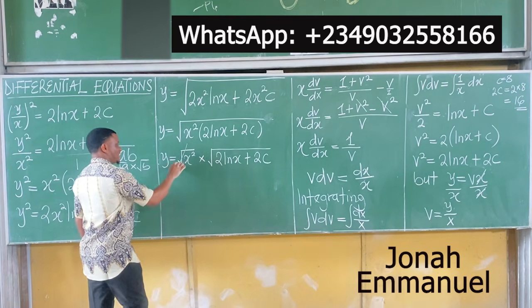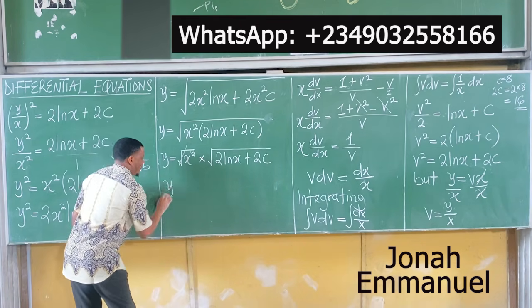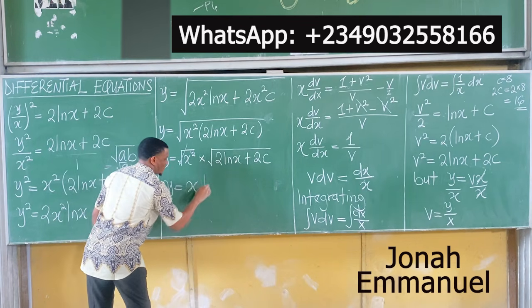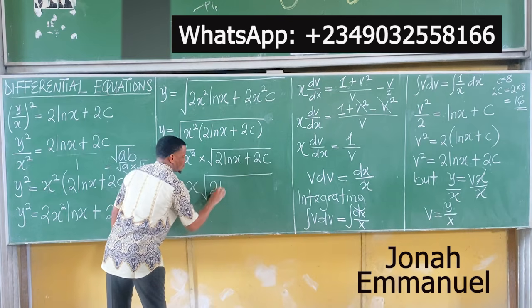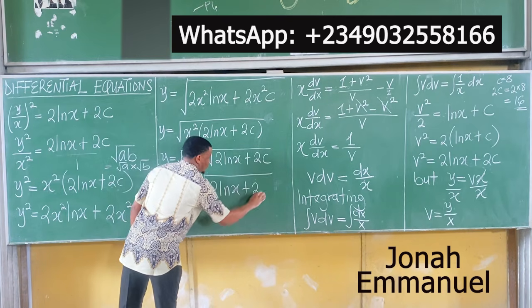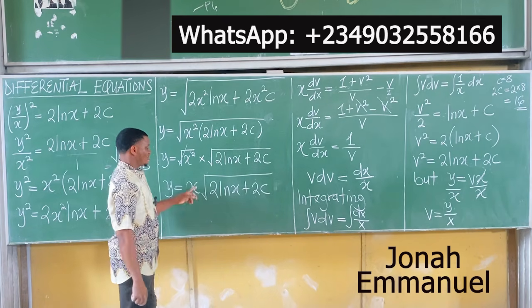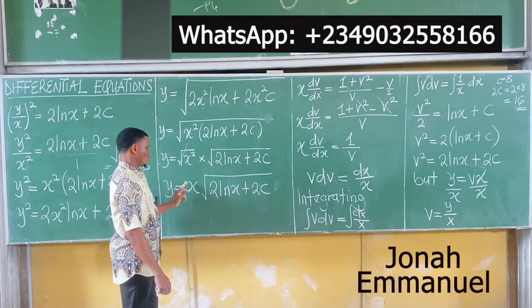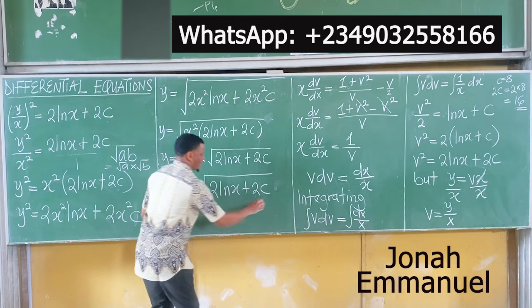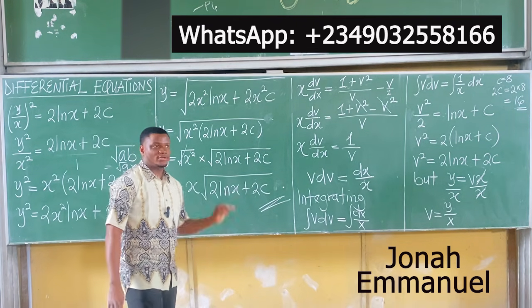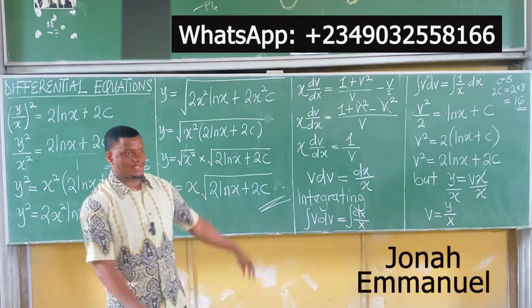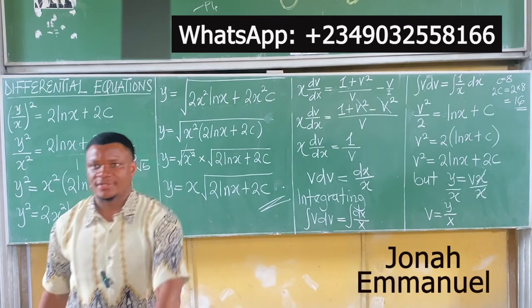From here, the root cancels the square, so you have that y is equal to x times the root of 2 ln x plus 2c. Well, if you want, you can bring out the square root of 2 and it becomes root 2 x, but don't worry, let's leave it this way. So this is our final simplification. That's how you solve this. All right? Moving on, please.